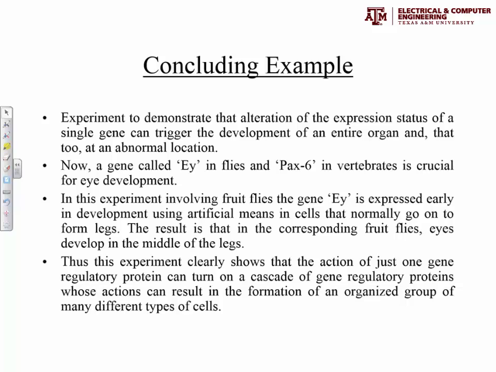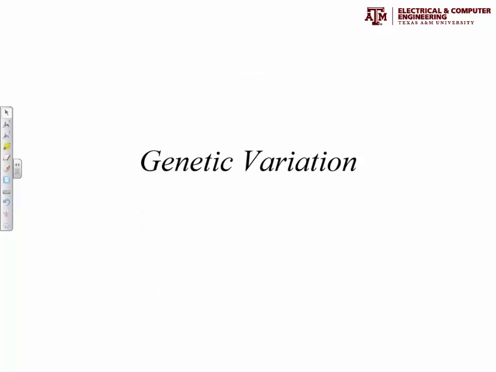Thus this experiment shows that the action of just one gene regulatory protein can turn on a cascade of gene regulatory proteins whose actions can result in the formation of an organized group of many different types of cells. You're getting a complete eye on the leg. And you could probably try it somewhere else too, if you wanted.